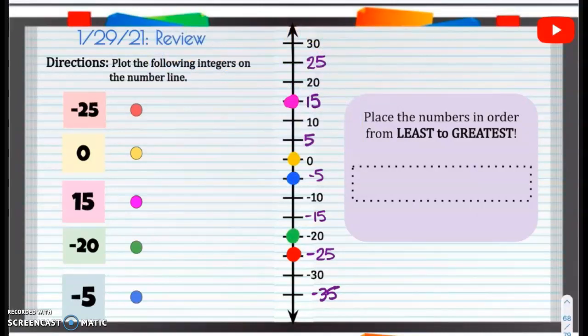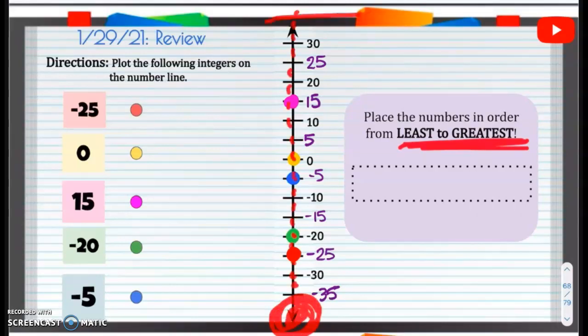Now we're going to place them in order. So we're going to place the numbers in order from least to greatest. Least to greatest. So the smallest number is going to be down here, and then as you get higher and higher and higher, that'll be the greatest up top.